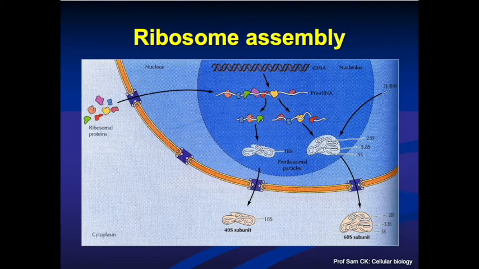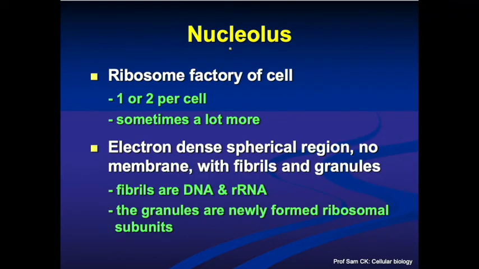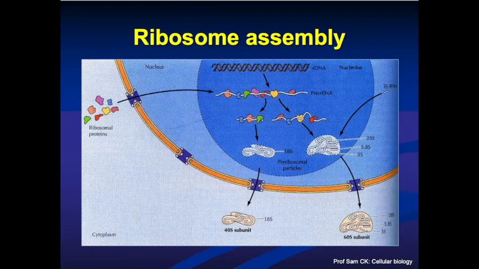Let's move on to ribosome assembly. I mentioned before that the nucleus is important. It serves as the ribosome factory of the cell. Now let's take a look at how ribosomes are assembled in the nucleus.